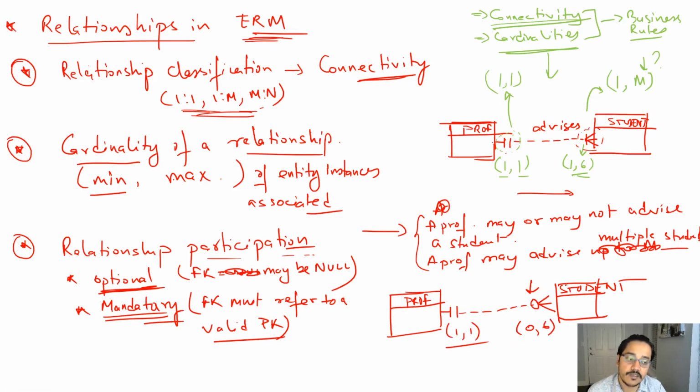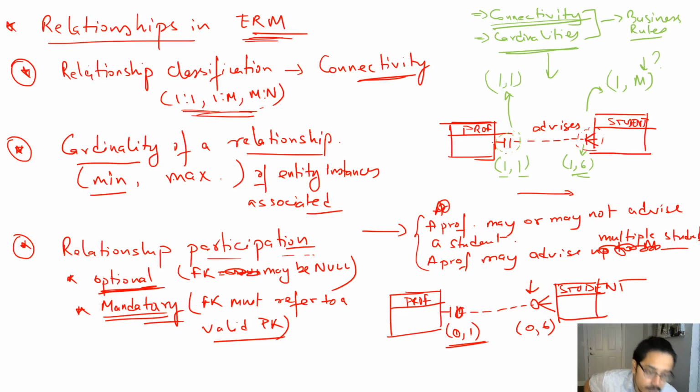However, practically speaking, can a student be advised by somebody other than a professor? Yes, you can have a staff who can advise. You can have the graduate advisory staff people advising the students as well, right? So that means you can have the optional participation here as well. So they may advise 0 or 1 students, or a student may be advised by at least one professor or not a professor, somebody else.